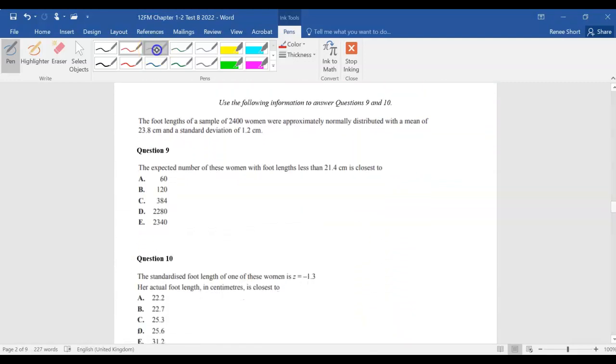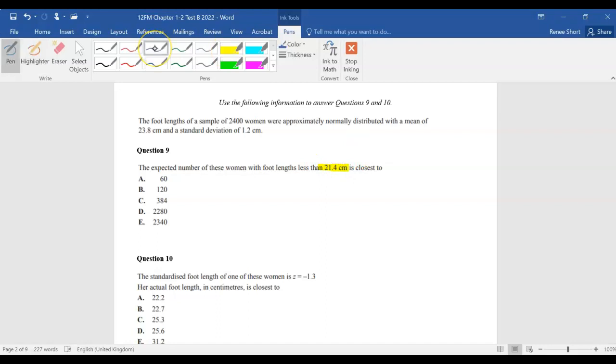Questions 9 and 10 link to this information at the start. It says the foot lengths of a sample of 2,400 women were approximately normally distributed with a mean of 23.8 centimetres and a standard deviation of 1.2 centimetres. The expected number of these women with foot lengths less than 21.4 centimetres is closest to.